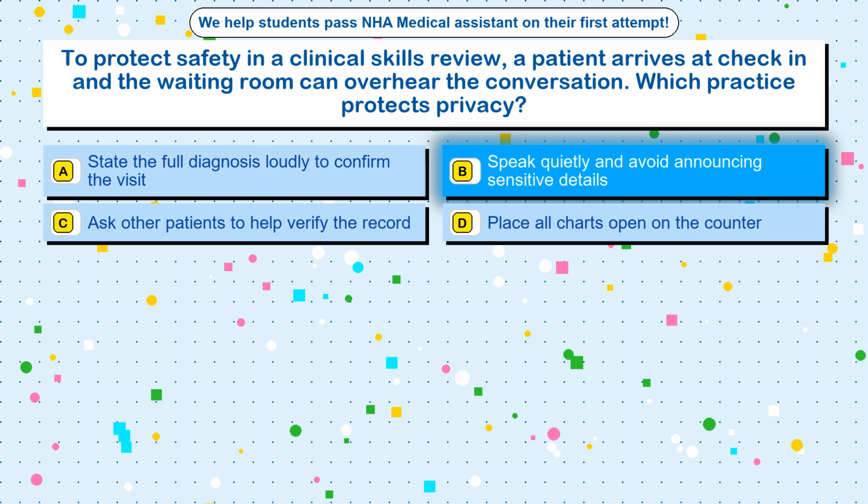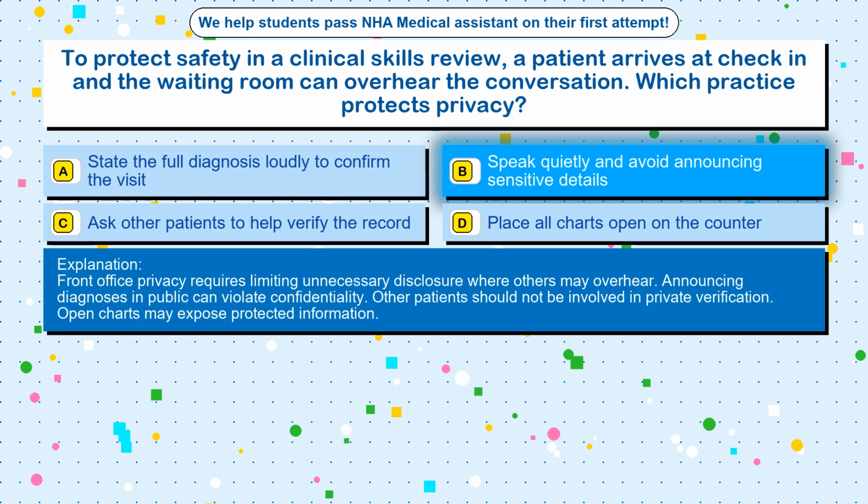Speak quietly and avoid announcing sensitive details. Front office privacy requires limiting unnecessary disclosure where others may overhear. Announcing diagnoses in public can violate confidentiality. Other patients should not be involved in private verification. Open charts may expose protected information.